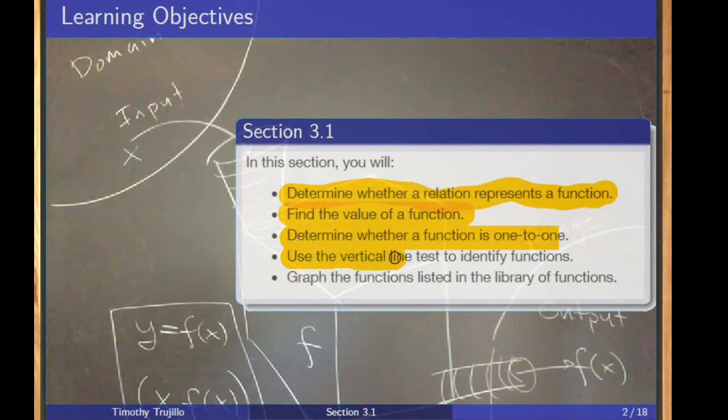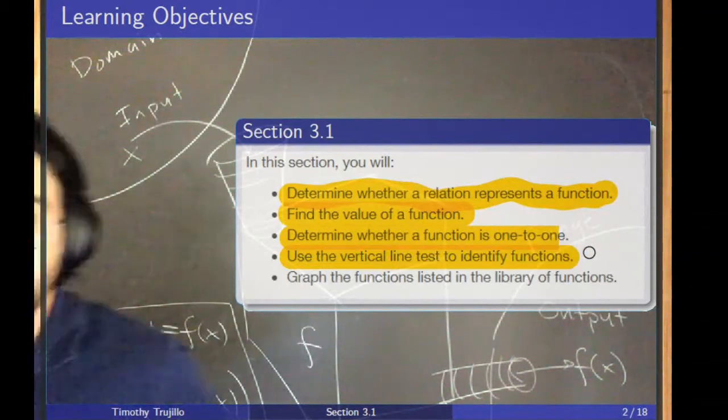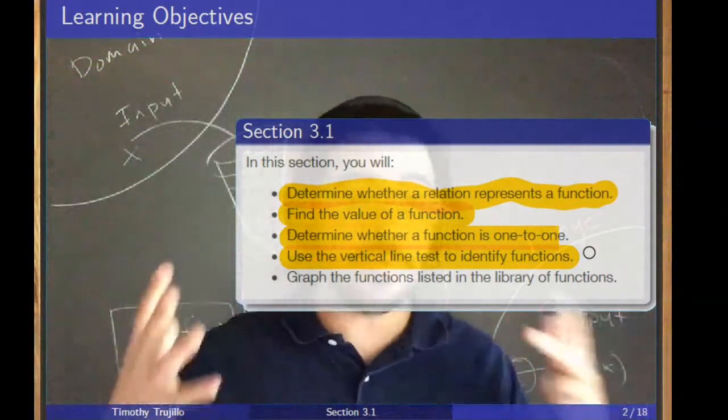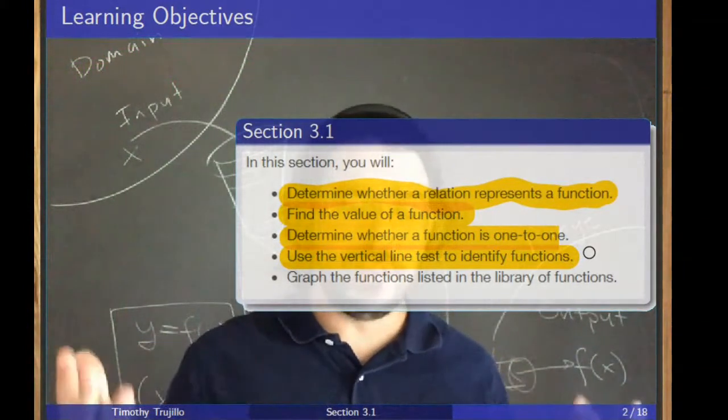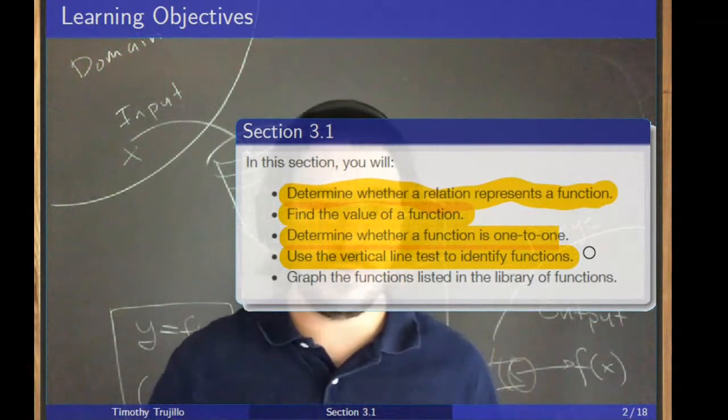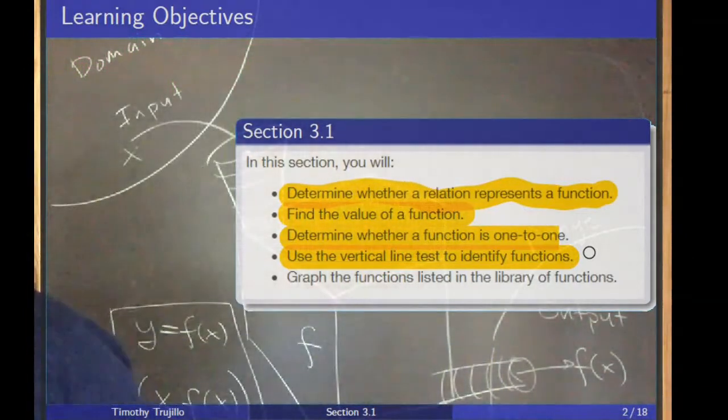So we may have to cover that when we get to that section. We'll talk about the vertical line test and how we use it to identify if a graph is a function. So a graph is a particular type of relation, and there's a nice graphical method, the vertical line test, that can tell us whether or not a given graph represents a function.